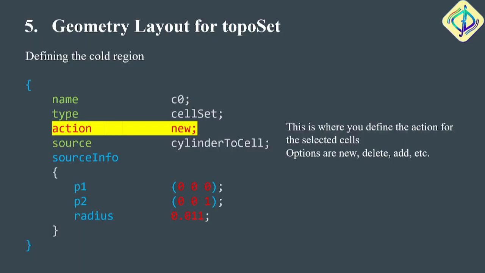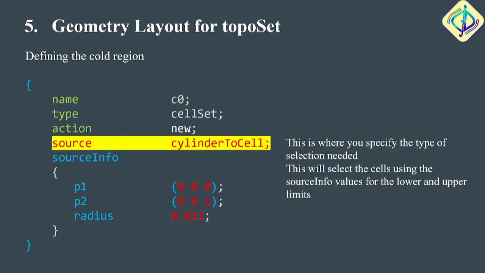The next thing we have is action. In the action, we have written it as new because we are defining a new region. If you were to define another region and you want to merge both of them, you can also use the action add. If you want to subtract something out, you can use the action subtract. You can use delete. So there are multiple options. I've put a link at the end of the PPT so you can access the documentation for toposet. In that they have mentioned the available actions that you can use. Over here we're defining a new region, so we have defined the action as new.